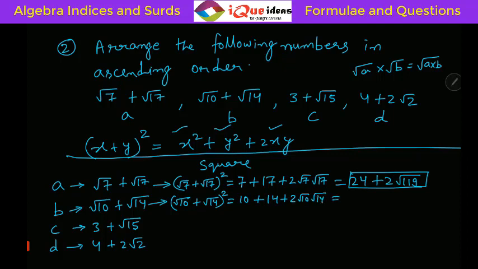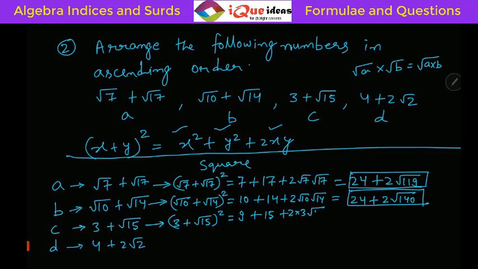This gives us 10 plus 14 is 24, plus 2 root 10 into 14 is 140, right? So this is the square of the second number. The third one, 3 plus root 15 whole square. Now you see it will be 3 square is 9, root 15 square is 15, plus 2 into 3 into root 15.